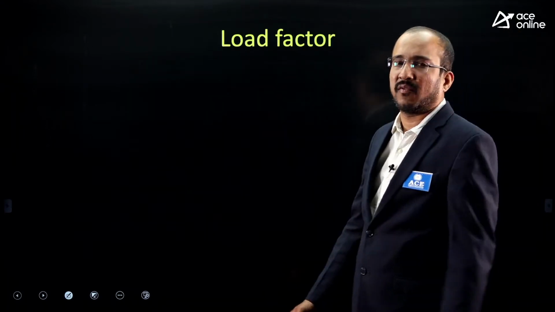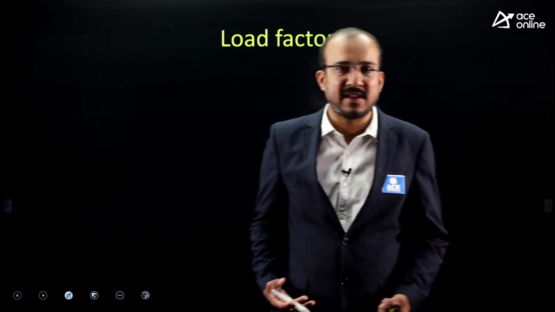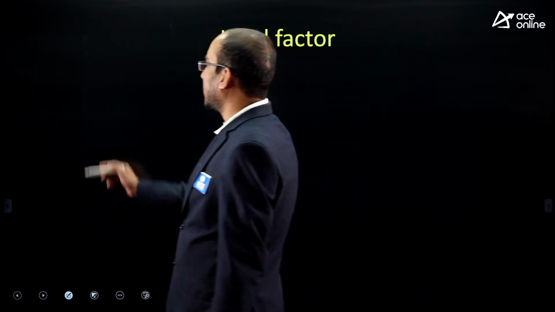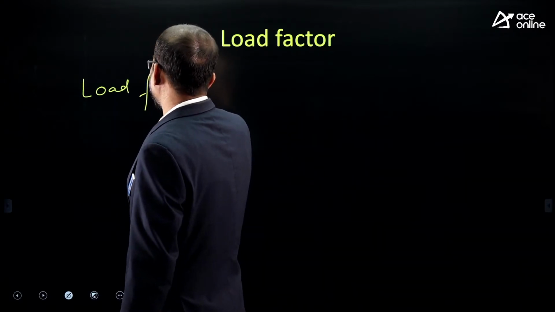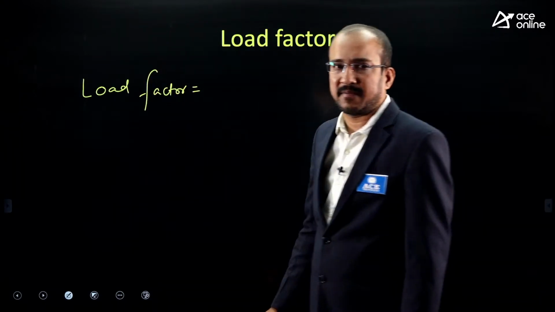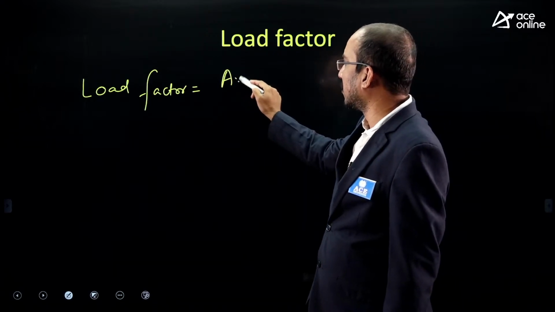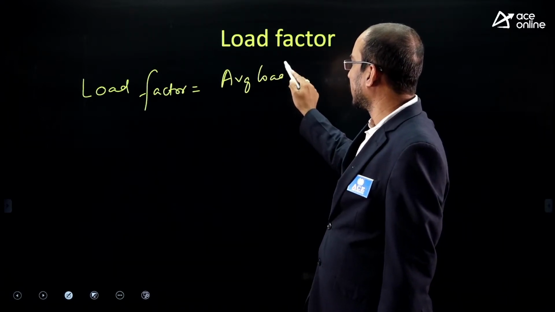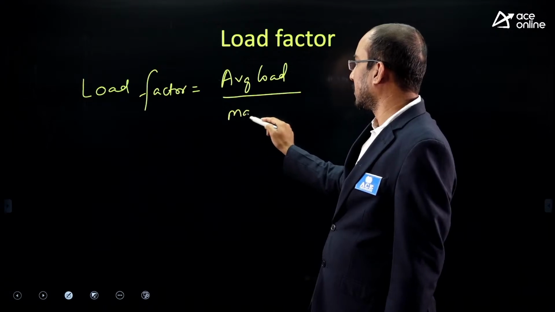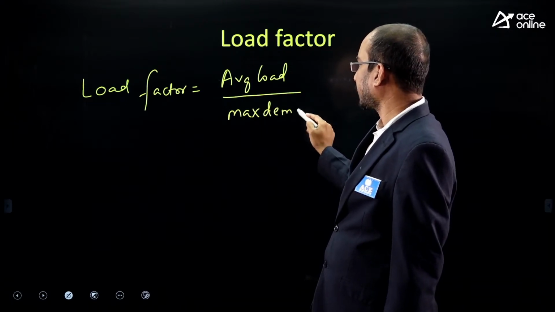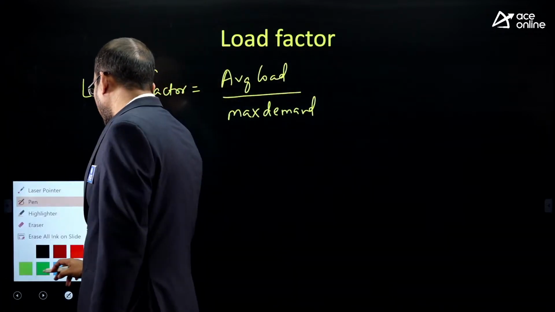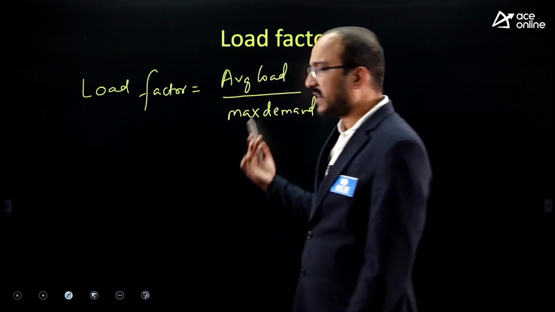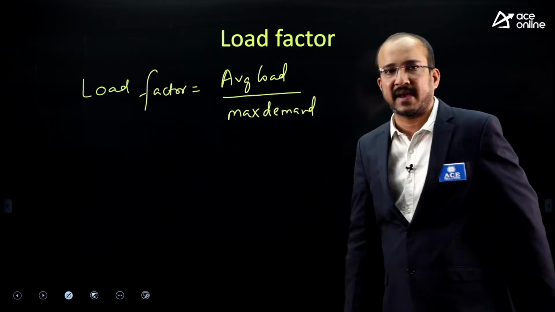So now, once we know the average load, maximum load, reserve capacity, all these terms, let us go for the analysis of load factor and how it will influence the cost per unit. Generally the questions will be asked on this. Load factor is the ratio of average load to maximum demand.